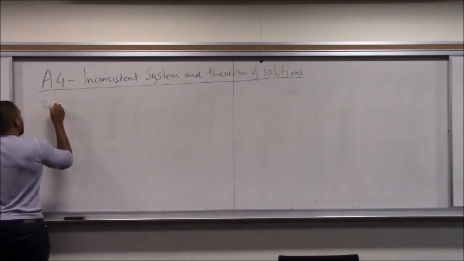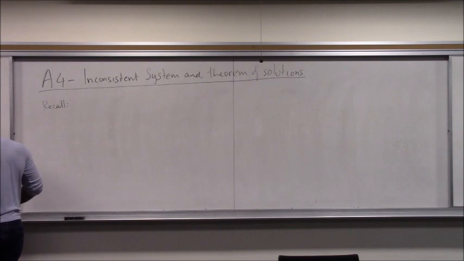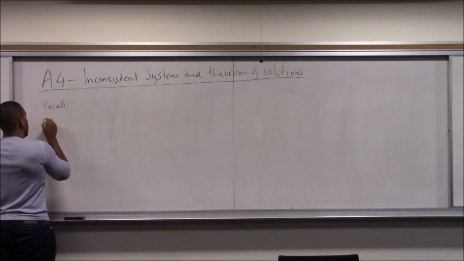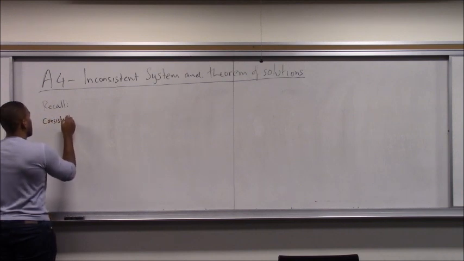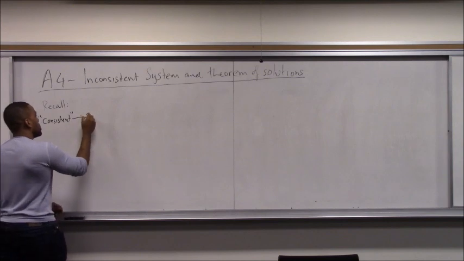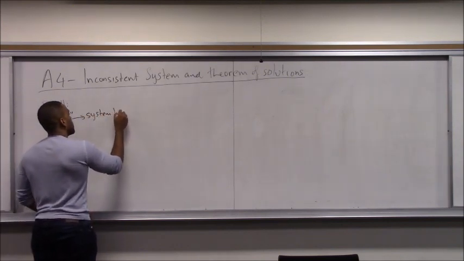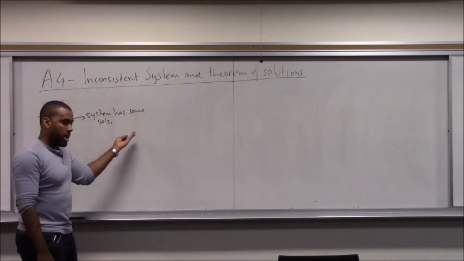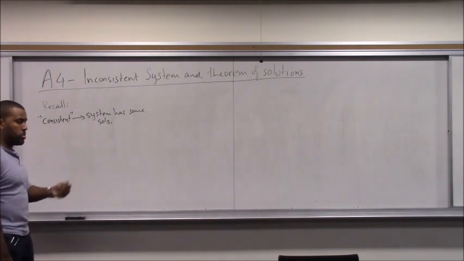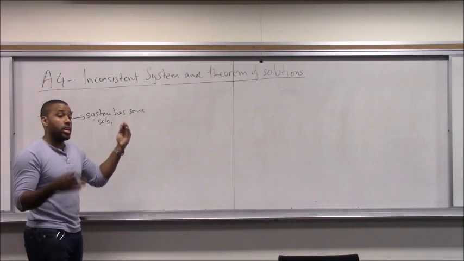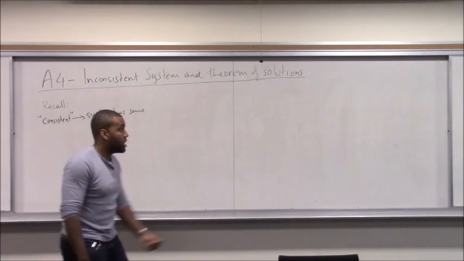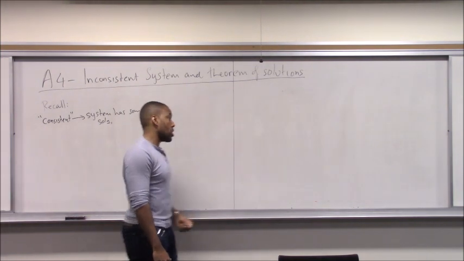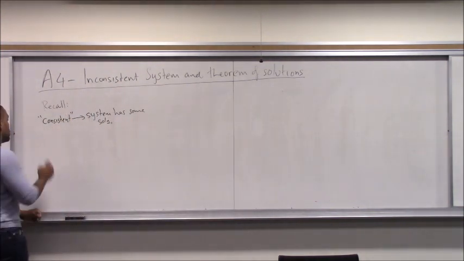So recall, consistent is the phrase we use when the system has a solution. For example, the system I had before, 2x minus y equals 1 and 3x plus 2y equals 5, was a consistent system. How do I know it's consistent? I could actually find the solution. 1, comma 1 was that solution. So I could find numbers that make it work. Whenever you can do that, we call the system consistent.